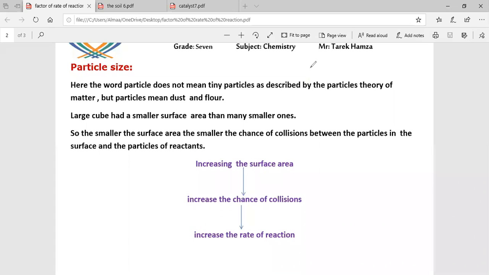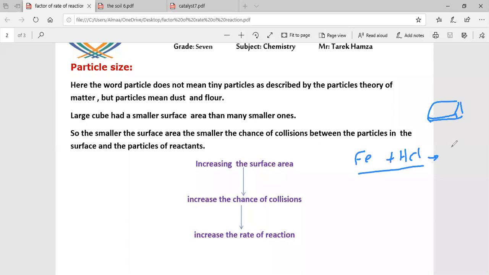Again, how does the particle size affect the rate of reaction? We are going to do a simple experiment. Take a cube of iron and react it with hydrochloric acid. Okay, Fe with hydrochloric acid, HCl.